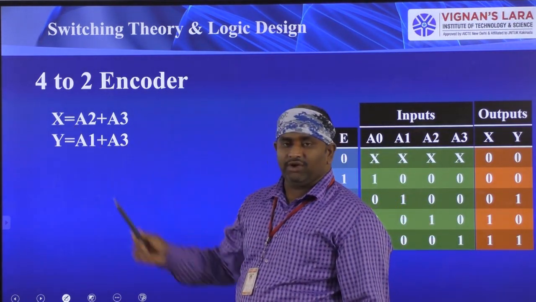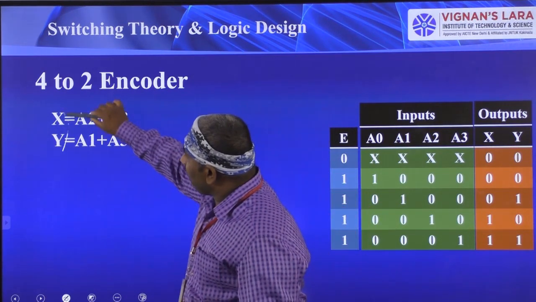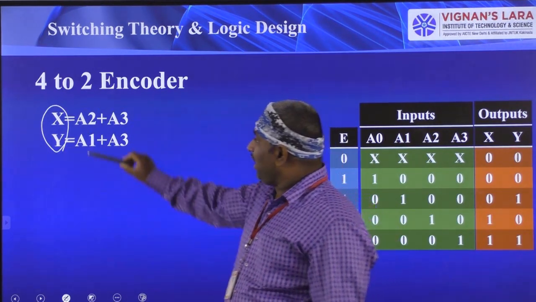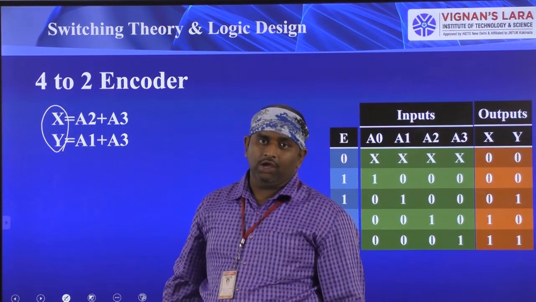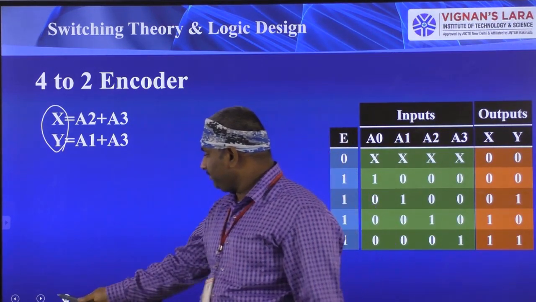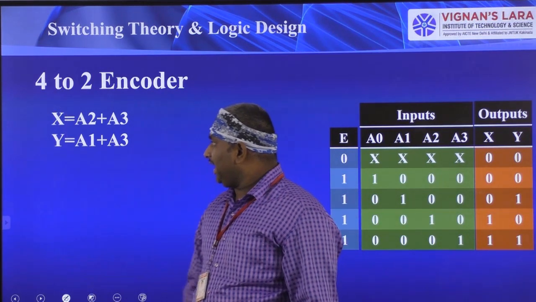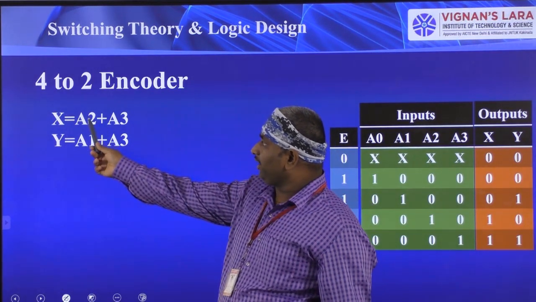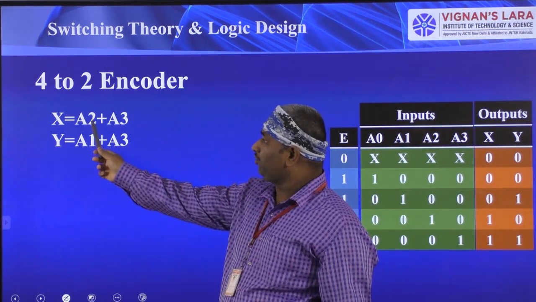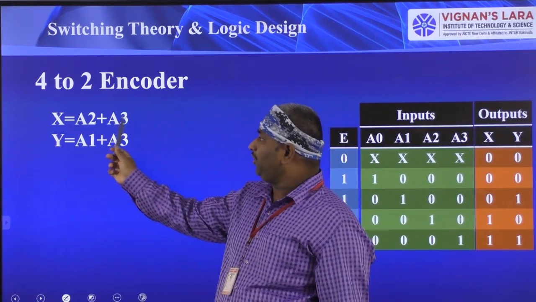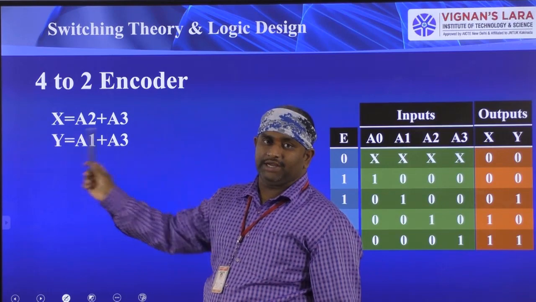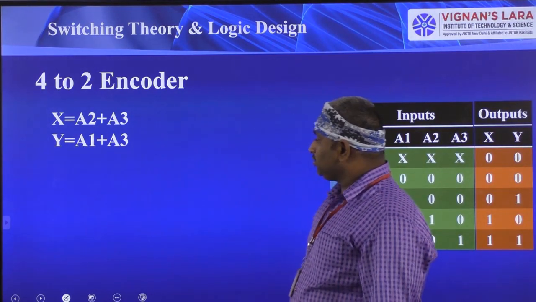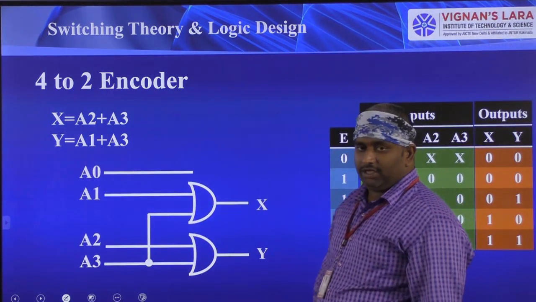Here X and Y are the outputs, and A2, A1, A3, A0 are the inputs. Now we will see the diagram for this one. So here you have to take A2 signal, A3 signal, then you have to use an OR gate in between A2 and A3. And you have to take A1, A3 signals, you have to use an OR gate for getting the Y output. So this is the diagram for the X and Y.